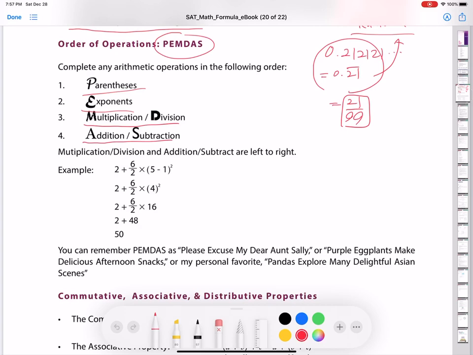2 plus 6 over 2 times 5 minus 1 whole thing is 6 square. So parentheses first. Calculate 5 minus 1 first. That's 4. And then next one is exponent. It's exponent second. So it is 16. And then multiplication. And then last is addition. Something like this, right? It is order of operation. Remember the PEMDAS.